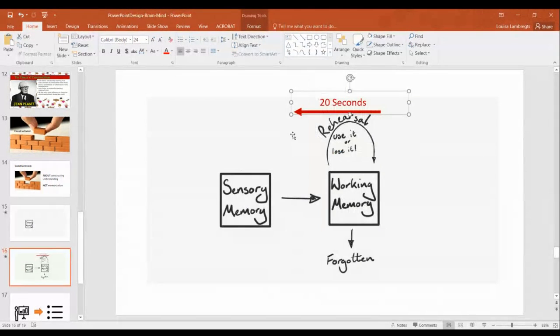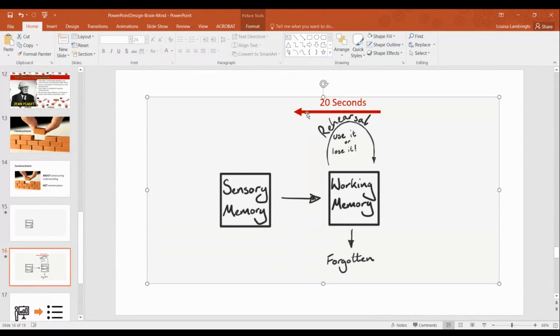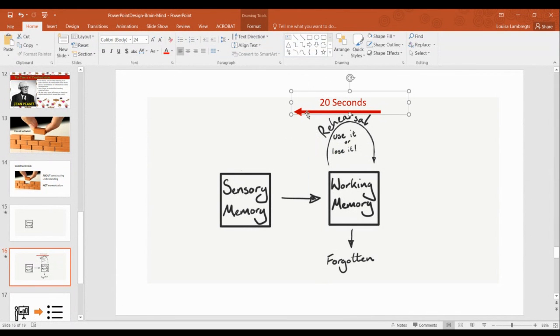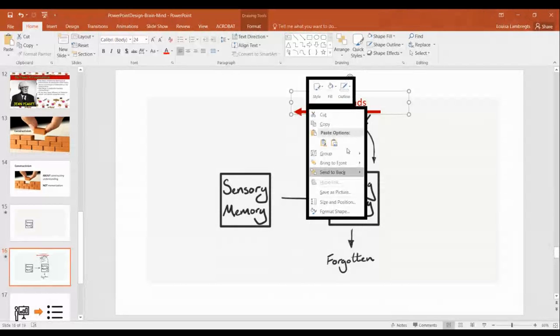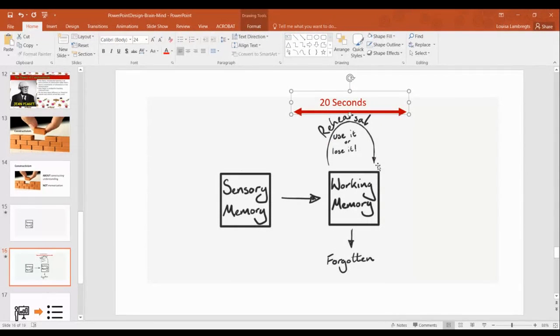As you get to know PowerPoint, you realize, for instance, this little element is partly obscured by that object. So if I click on it, I can right click and then bring to the front, and then everything is in its proper order.